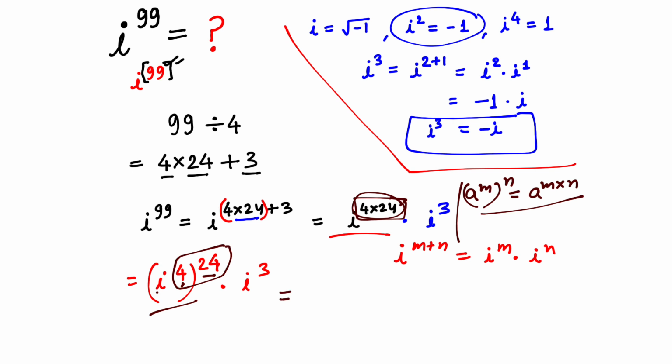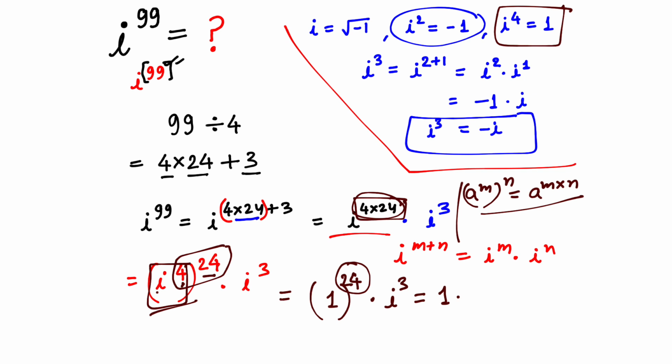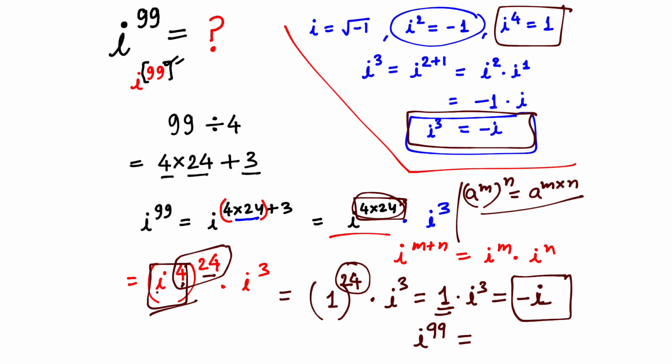Now, as you know, i raised to the power 4 is 1. So the part under the bracket becomes 1, and then it is raised to the power 24, multiplied by i raised to the power 3. Now 1 raised to any power will give 1, so it doesn't matter. Then i raised to the power 3, and as we have seen, i raised to the power 3 is minus iota, and if multiplied by 1 it will stay the same. So the answer is minus iota. Hence i raised to the power 99 is minus iota.